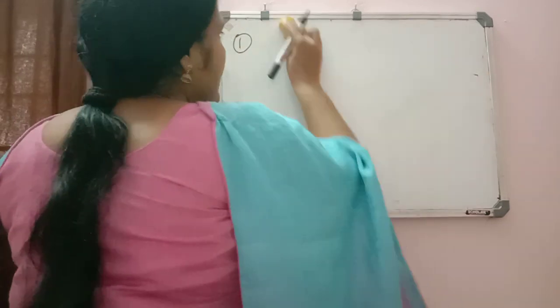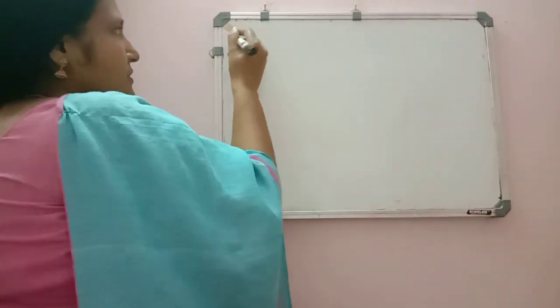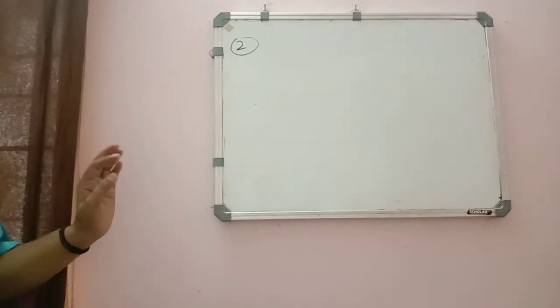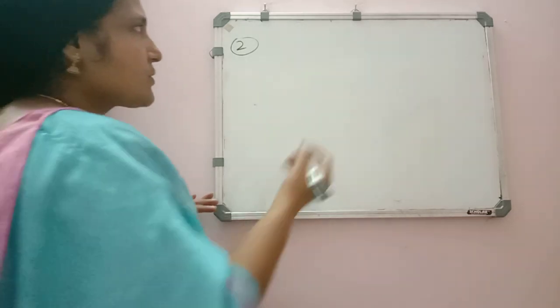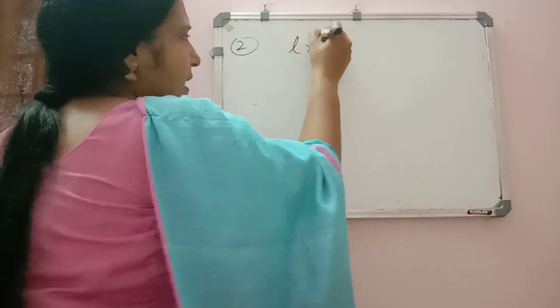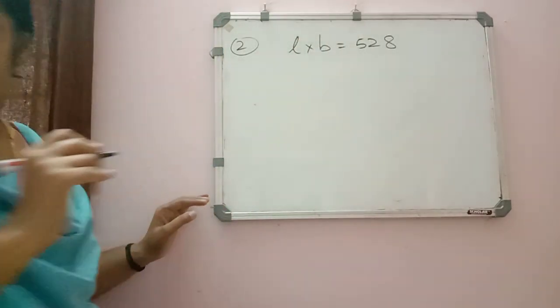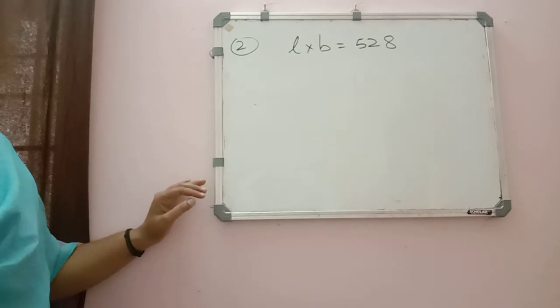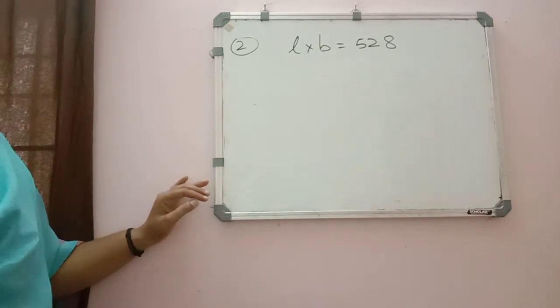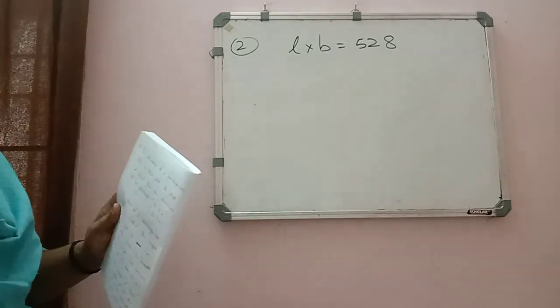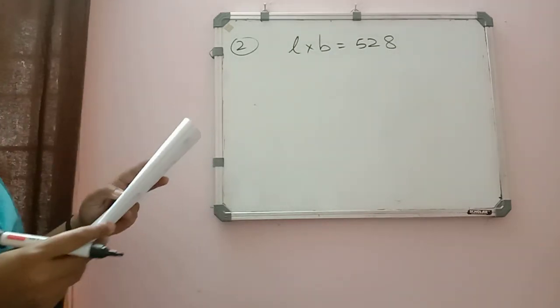Now moving to the second question. In the second question it was given: area of a rectangular plot is 528 meter square. So area is given, that is L into B is equal to 528. Then the next information was given: length of the plot is 1 more than twice its breadth. Read the question and frame the equation.